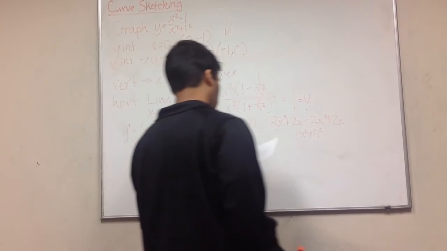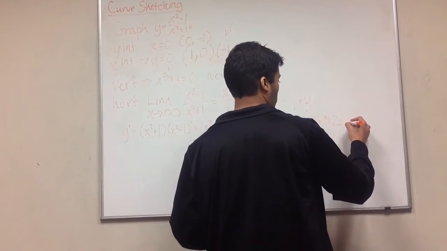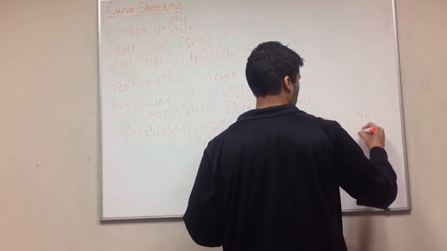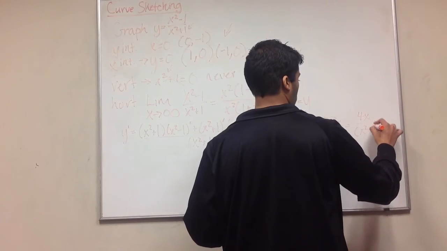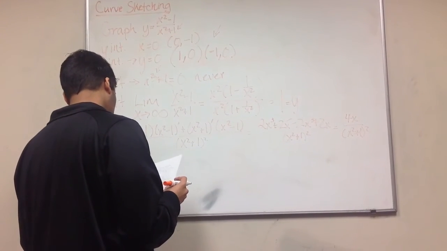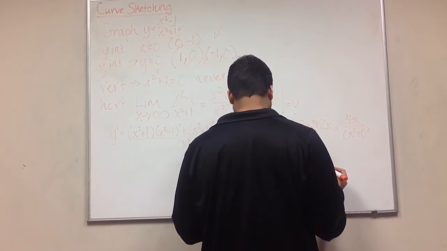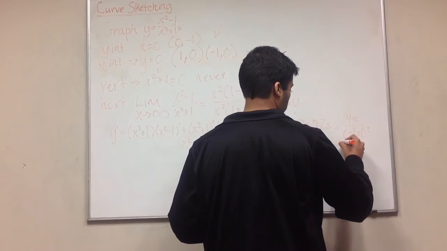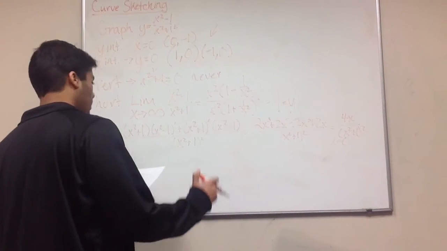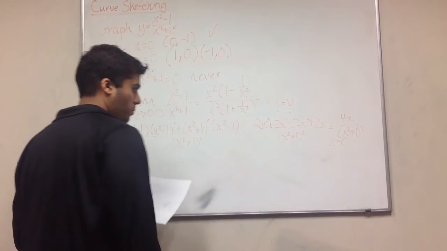That can be simplified further because you can cancel that and that. So what we have is 4x over x squared plus 1 squared. Now from that, we're going to set it equal to 0 and find critical values. What we find is x equals 0. That's the only thing that will make the top equal 0 and the bottom equal 0.